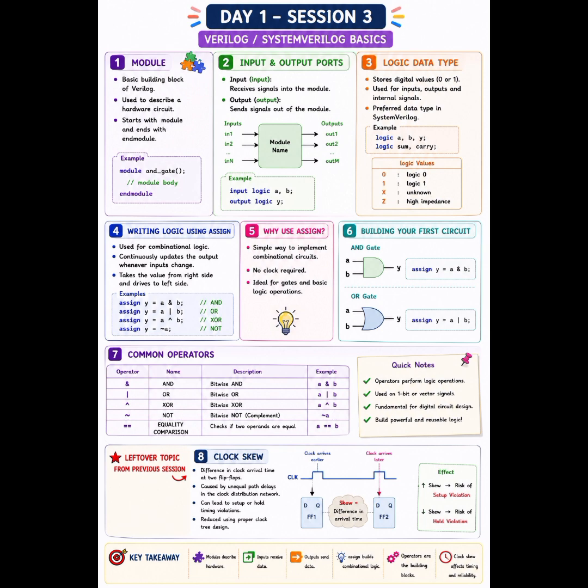The next topic is writing logic using assign. What is assign? To build simple combinational circuits, we use the assign statement. A combinational circuit does not involve the clock. You remember? Moving on, it continuously updates the output whenever the input changes. For example, assign y = a & b creates an AND gate, while OR and XOR can be written the same way with the respective operators.